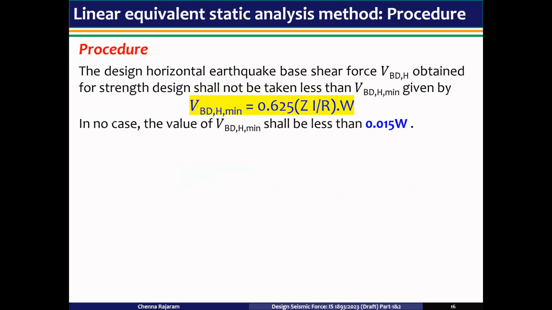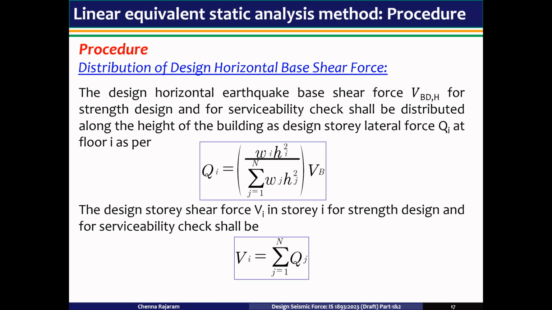The design horizontal earthquake base shear force, that is VBDH, obtained for strength design shall not be taken less than VBDH minimum, given by VBDH minimum is equal to 0.625 into ZI divided by R multiplied with W. In no case shall the value of VBDH minimum be less than 0.015W. Calculating the design base shear.